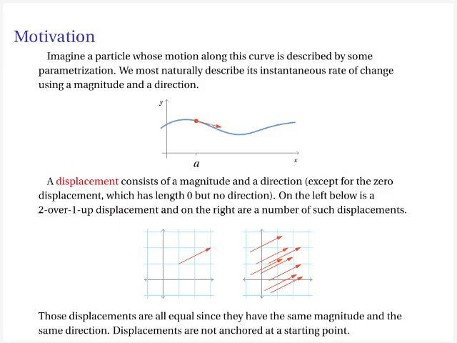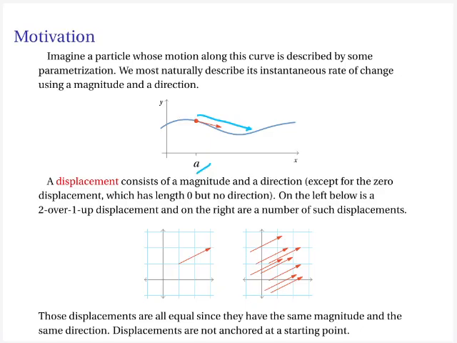So the motivation takes us back to Newton and Leibniz thinking about planets going around the sun. You imagine a particle whose motion along the curve is described somehow by a parameterization, just like a planet going in an orbit. We most naturally describe its instantaneous rate of change by using a magnitude and a direction. So here we are at x equals a, and it's got some speed there, maybe 35 miles an hour or something, and some direction, a little bit to the southeast or something. Okay. So displacement consists of a magnitude and a direction.